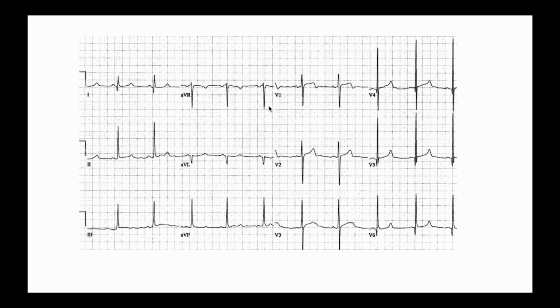So 15 plus 30, we are getting 45, which is more than what we expect. The normal should be equal to 35. So any measurement that is more than 35 indicates that there is left ventricular hypertrophy, and in this case, in hypertrophic cardiomyopathy.